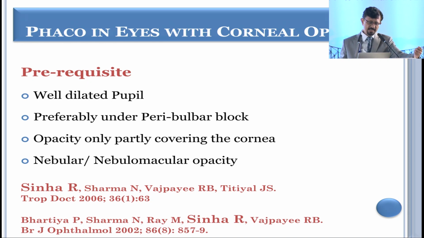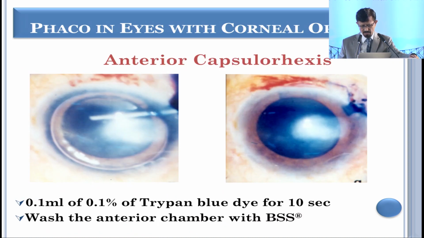If it's not dilating well, use hooks or rings to enlarge the pupil. Do it under peribulbar block, because many a time you handle the iris and the patient can have pain, and you can do it only if the opacity is partly covering the cornea.